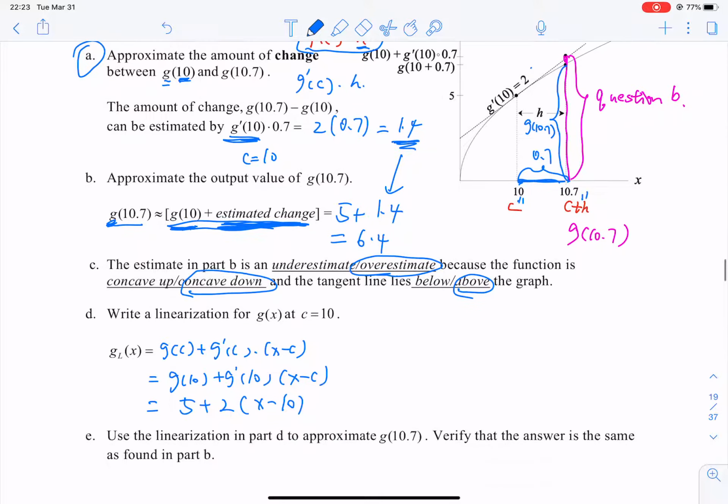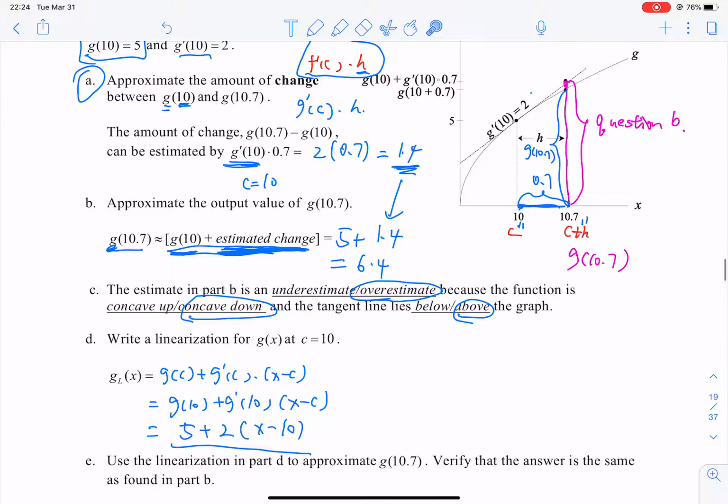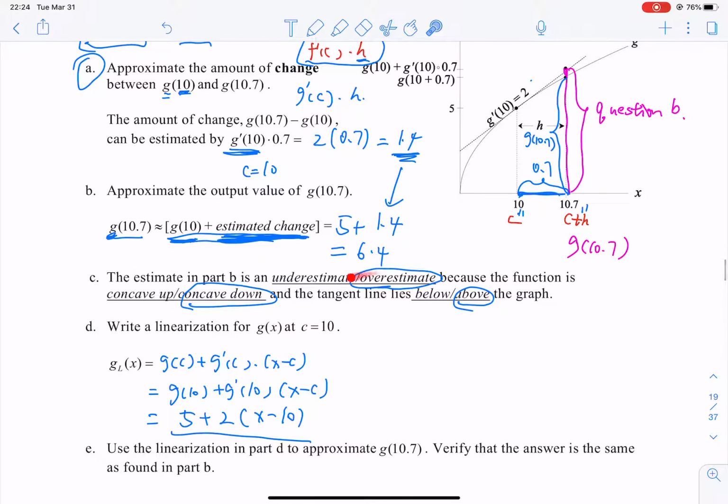So you can see the linearization. This is the linearization function. A linearization formula is actually an equation. It is actually a function of x. It's not a number. But our estimate, like question A and question B, asks you to try to estimate the change or try to estimate the output value of g of 10.7. The answer, you must have got a number. But for the linearization formula, for a function, for g of x at c equals 10.